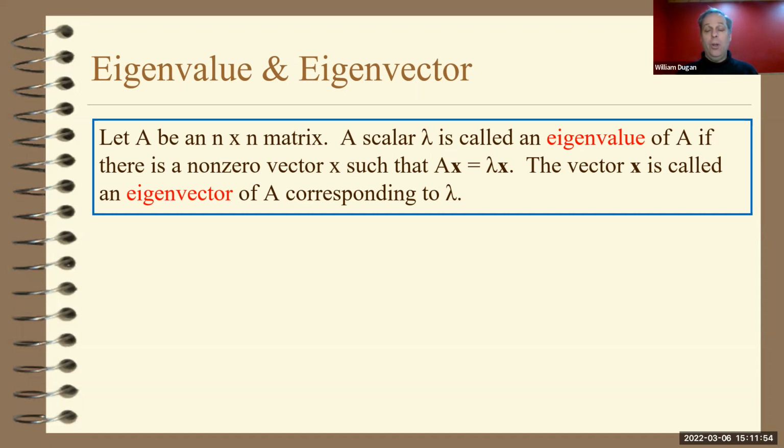So let's now look at the general definition of what it means to be an eigenvalue and an eigenvector. Suppose we have a square matrix, an n by n matrix A. A scalar lambda is called an eigenvalue of A if there is a non-zero vector x so that A times x equals lambda times x. This is the same thing we just saw in the example, but lambda in the example was 1. The vector x is called an eigenvector corresponding to that eigenvalue lambda.